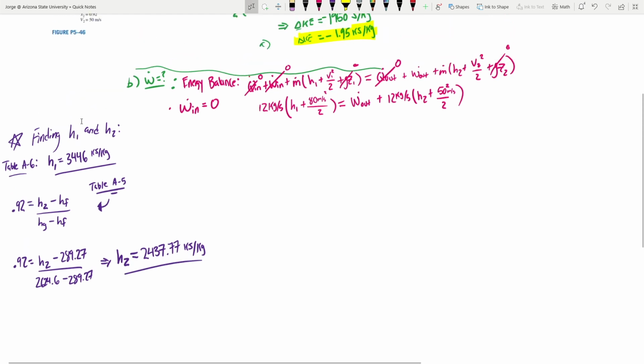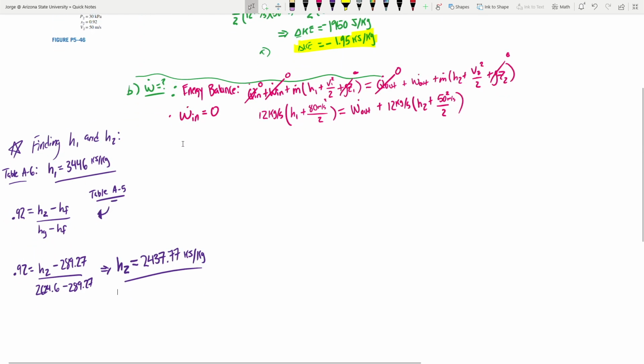All right. So substituting those back into our energy balance equation. So what I'm going to do here actually is move this term right here to the other side. So since 12 kilograms per second is multiplied by those, we can just factor that out. So we get H1 minus H2, and then plus 80 squared over 2 minus 50 squared over 2. That's all equal to work out.